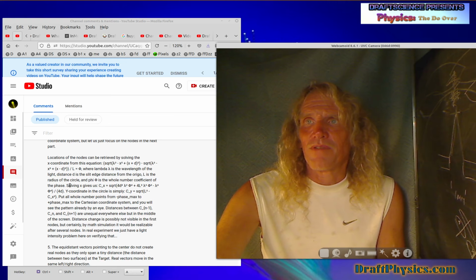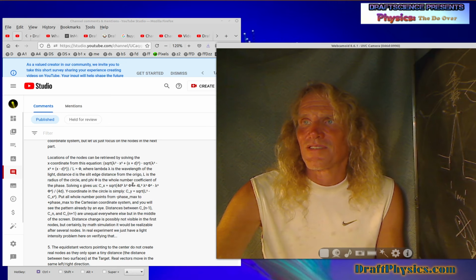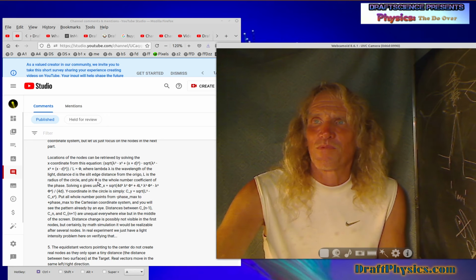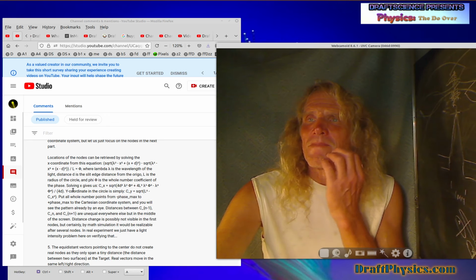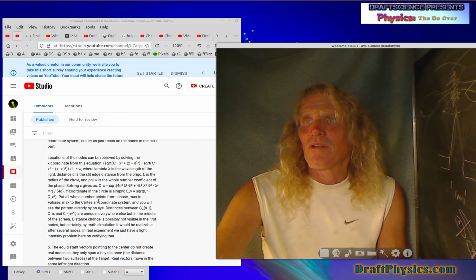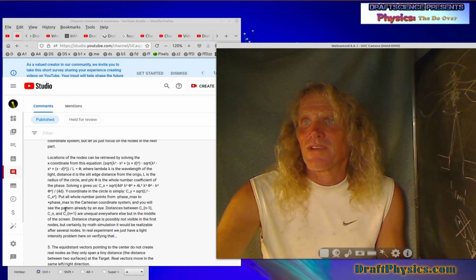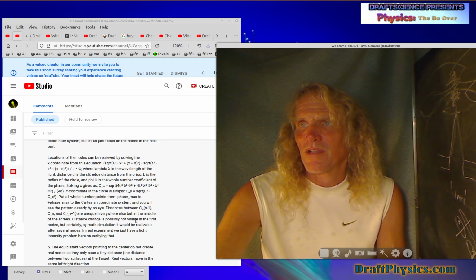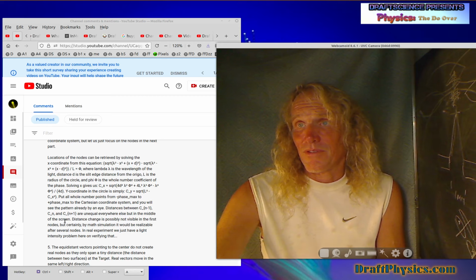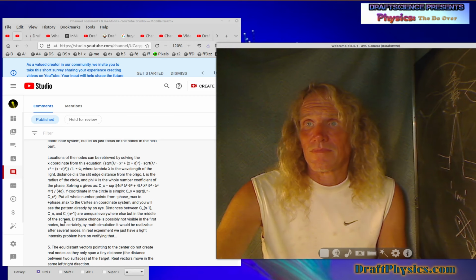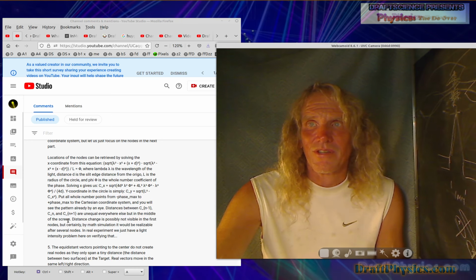L is the radius of the circle, and pi is the whole number coefficient of the phase. Well, whatever that is. Solving x gives us blah, blah, blah. Who cares? Put all whole number points from phase max to phase, whatever. Let's just get out of this. Distance between blah, blah, unequal everywhere but in the middle of the screen. So, I don't know. Says you is all I'm going to say to that.